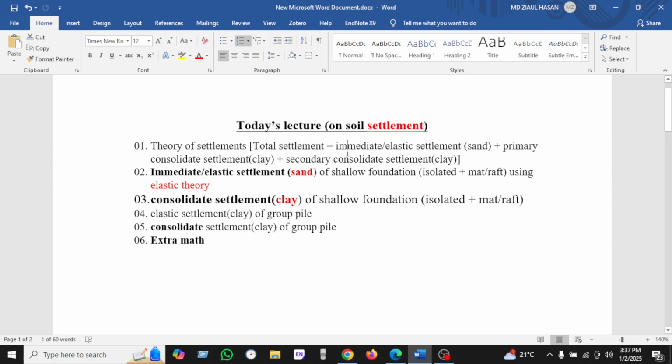Total settlement is immediate settlement, which occurs in sand, and primary settlement, which occurs in clay, and secondary settlement, which occurs in clay. Immediate settlement is also called elastic settlement. Then the third part considers settlement on clay of shallow foundations, isolated and mat footing, and elastic settlement of a group, and consolidation settlement of a group. In this lecture, part 3 is very important. It occurs immediately. So let's start with the theory of settlement.